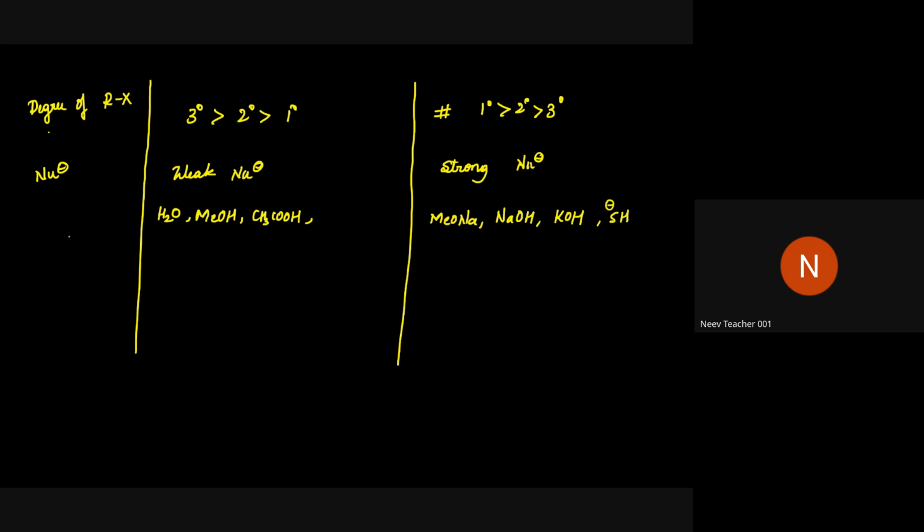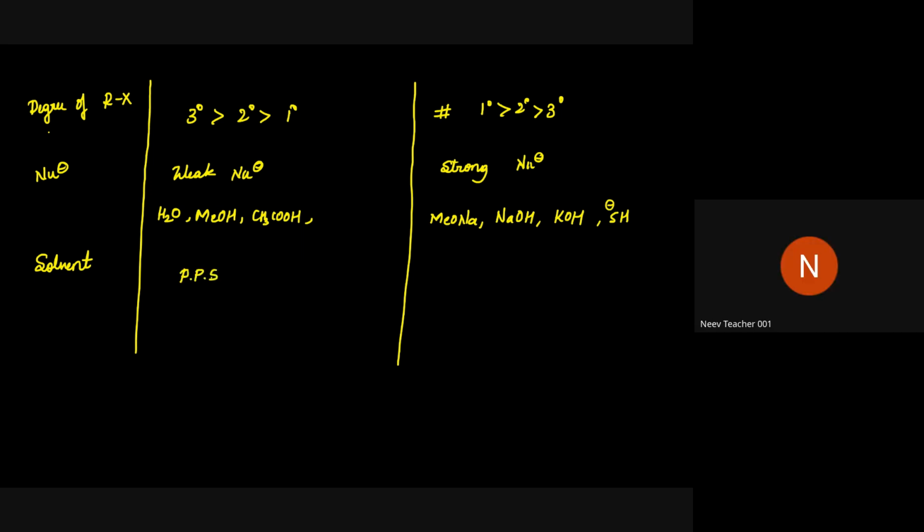So degree of alkyl halide is done, nucleophile is done. What is the other factor that affects the mechanism? Solvent. Which type of solvent prefers the SN1 reaction? Polar protic.